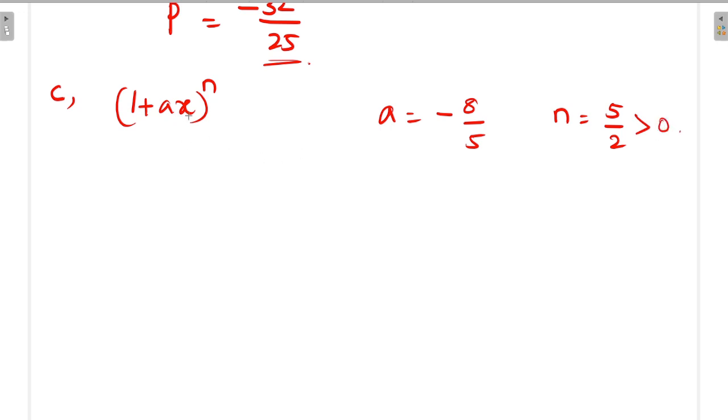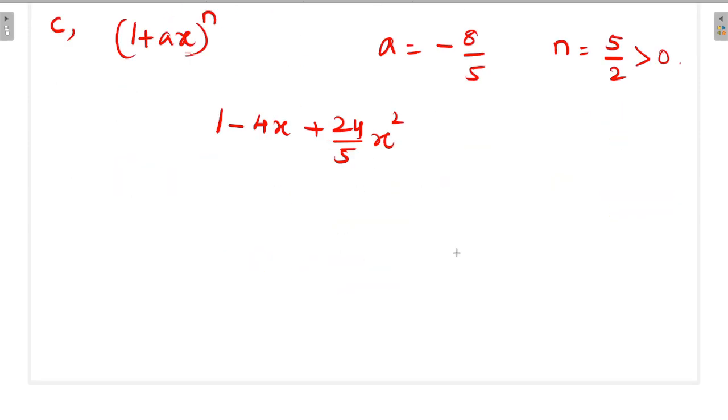Now we can find the possible values of x. Our expansion is given 1 minus 4x plus 24 by 5 x square plus p. Now we found the value of p also, minus 32 by 25 x cube plus etc. This is the expansion. Here make sure the alternate terms are negative: second term is negative, fourth term is also negative. So similarly, sixth term is negative. So alternate terms are negative and positive.